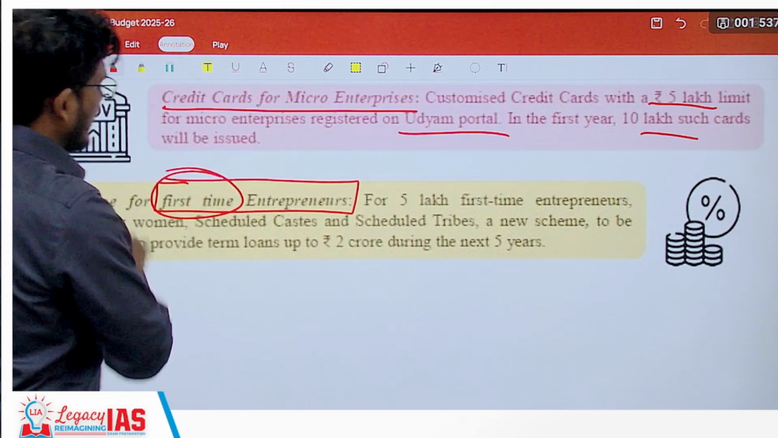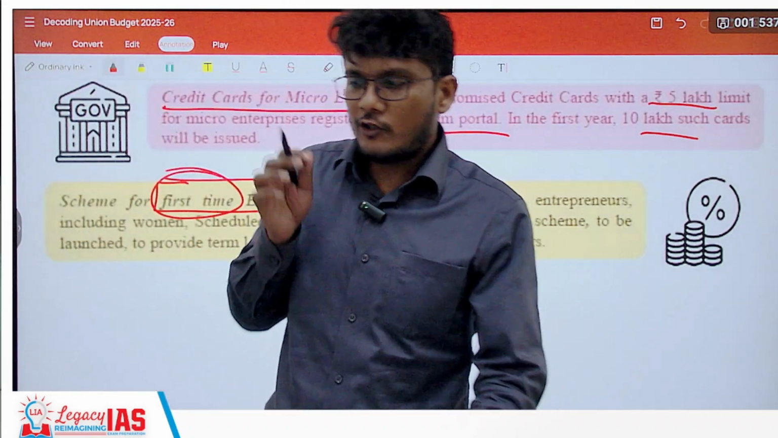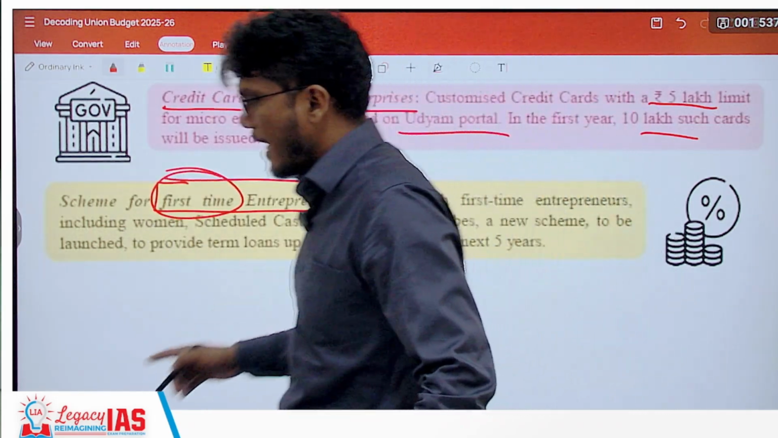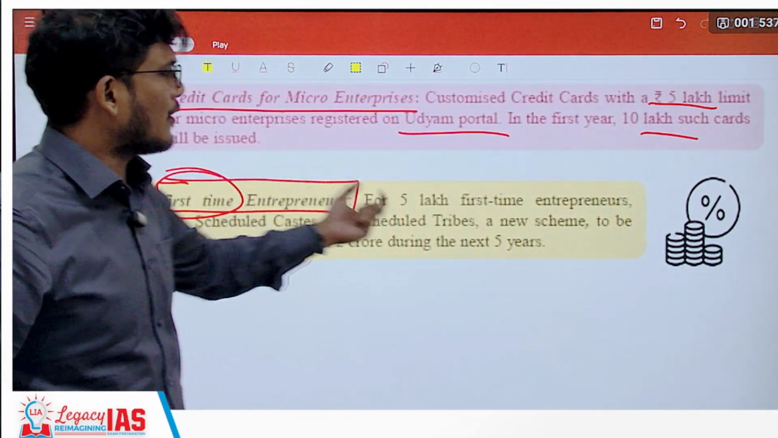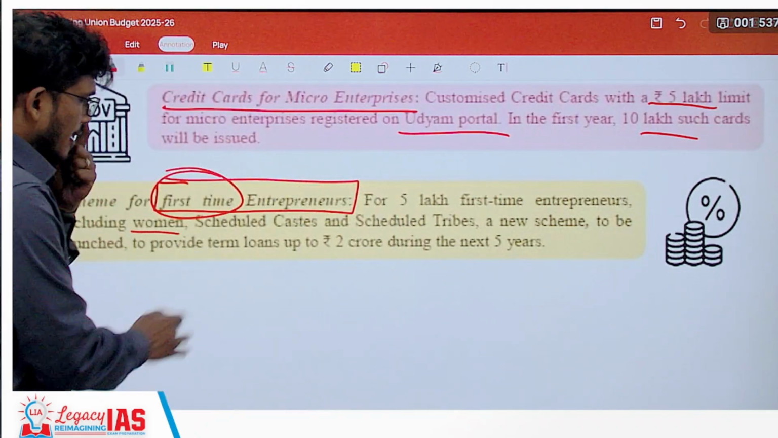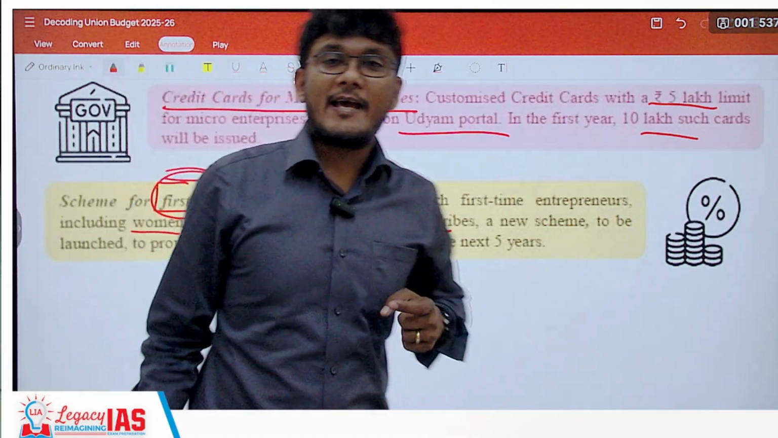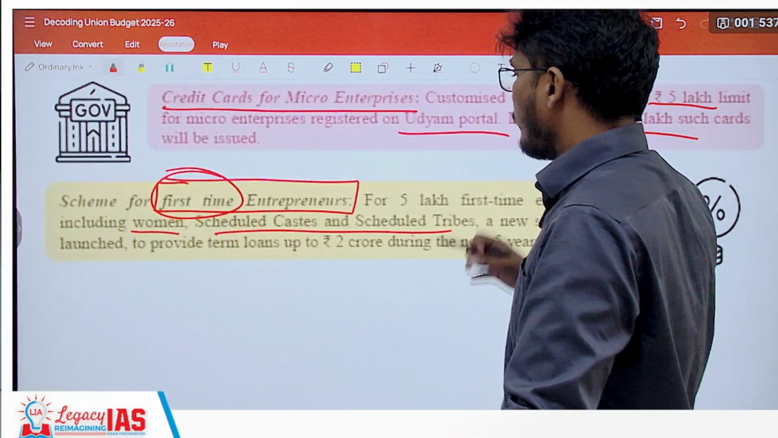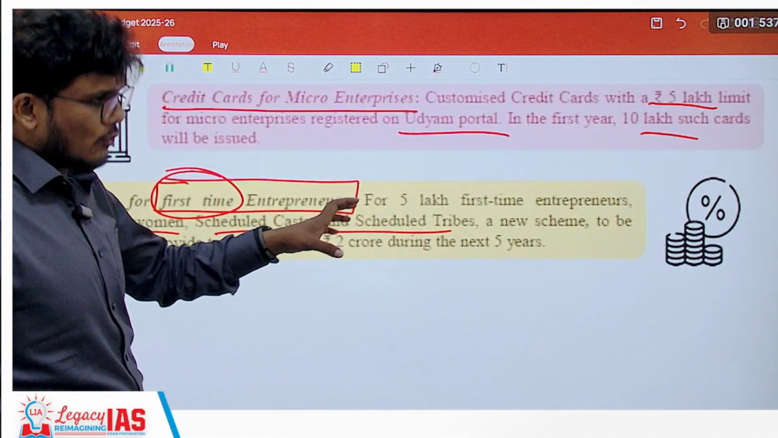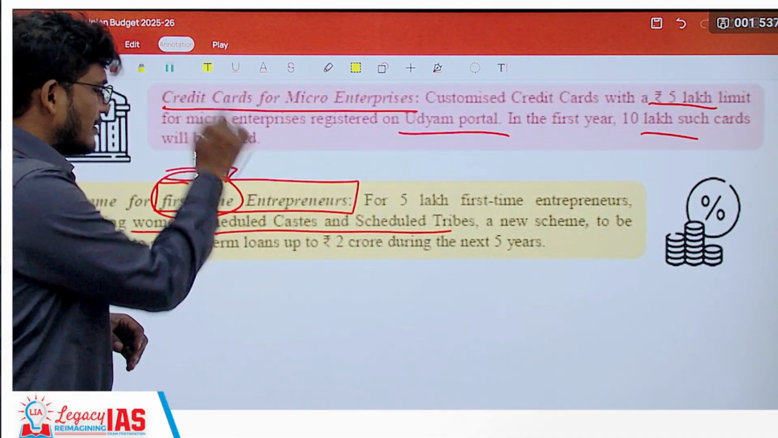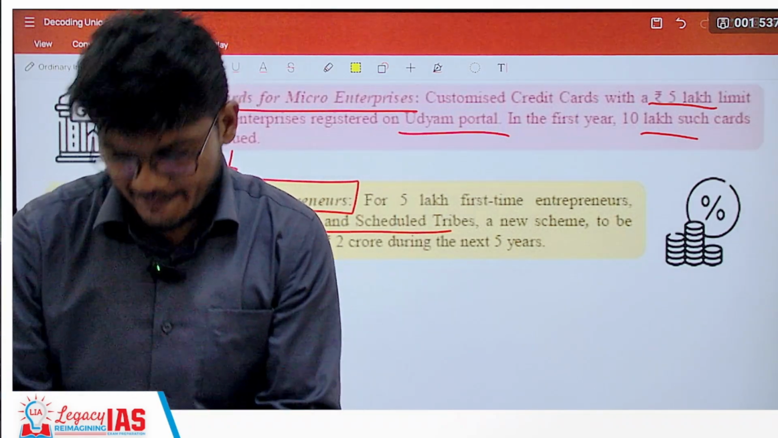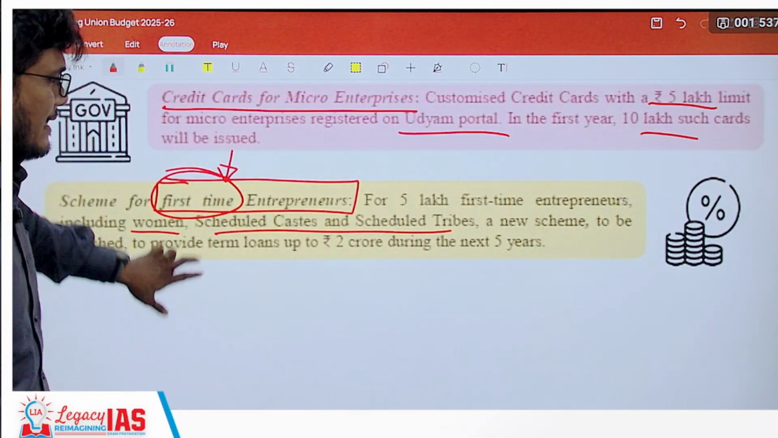A very important phrase is first time entrepreneurs. So this scheme is specifically for those who are becoming entrepreneurs for the first time. 5 lakh such first time entrepreneurs will be benefited. They will include women, scheduled caste and scheduled tribes as well. A new scheme would also be launched which will provide certain loans. So this is a very good thing, specifically talking about the first time entrepreneurs. Here the government wants to create job providers rather than job seekers.